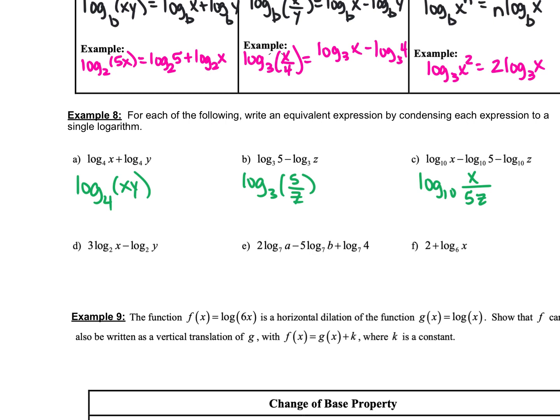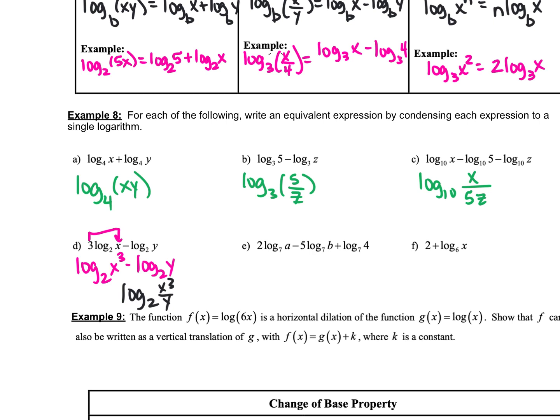All right, on D, what are we going to do with that 3 that's right there in the front? It's going to be an exponent on x, okay? That's going to be an x to the 3rd. So this is now log base 2 of x cubed minus log base 2 of y. So now that I just have a single operation, all right, or just addition subtraction, I can put it together, all right? Which operation are we going to use to put it together? Division. X cubed divided by y. Good job.